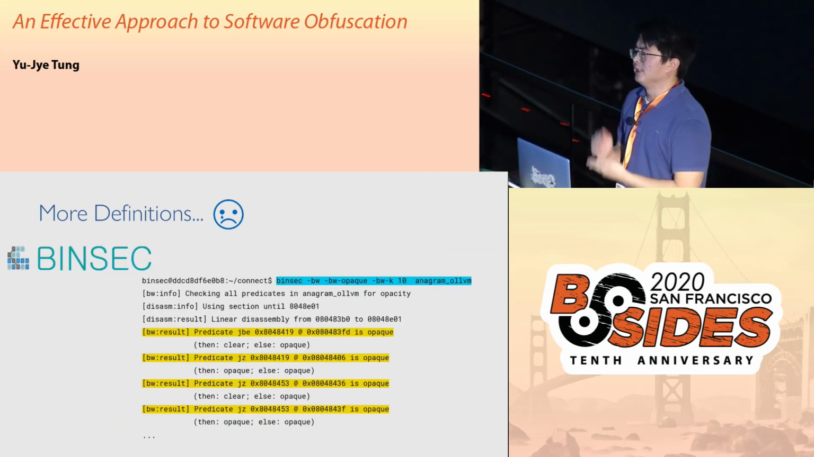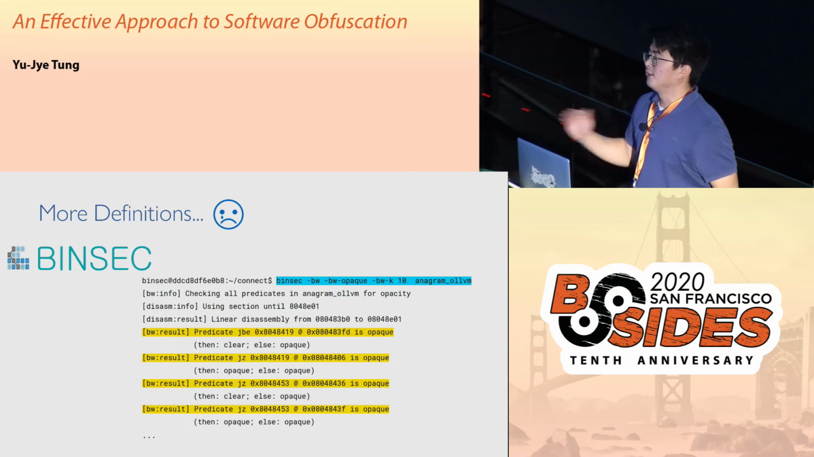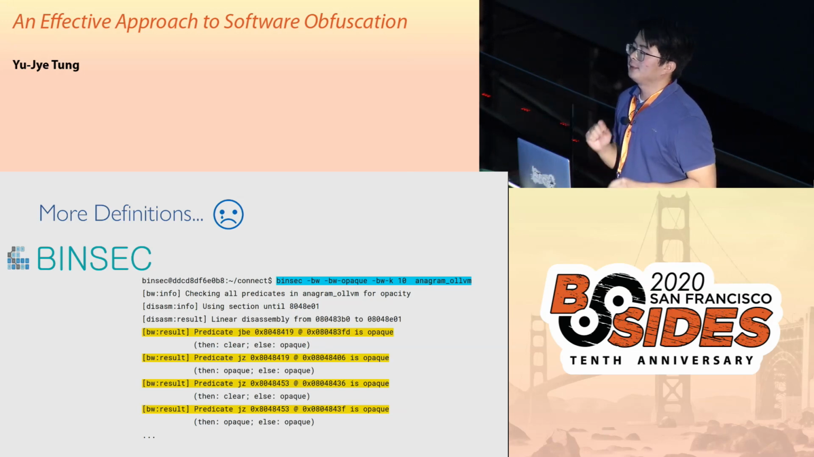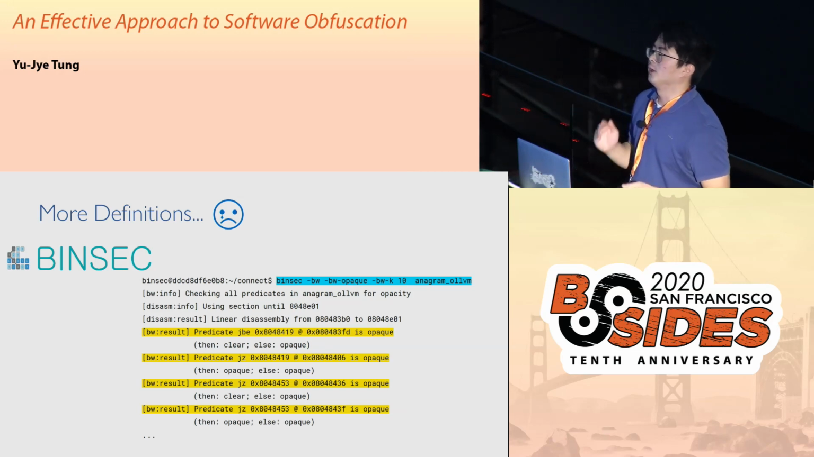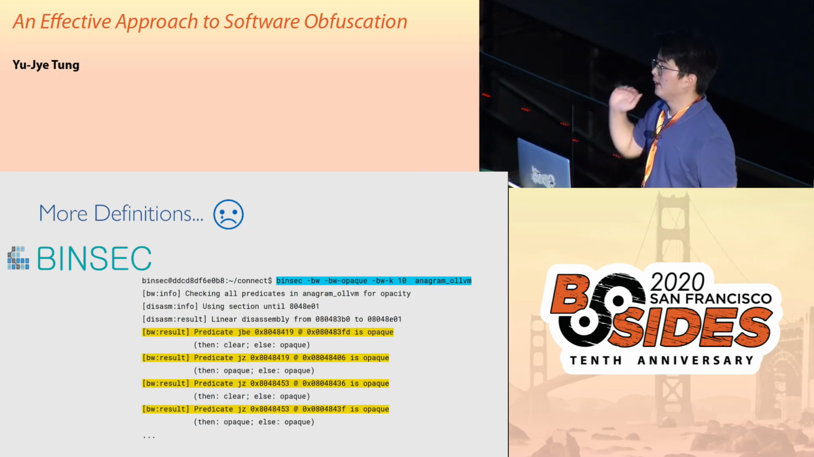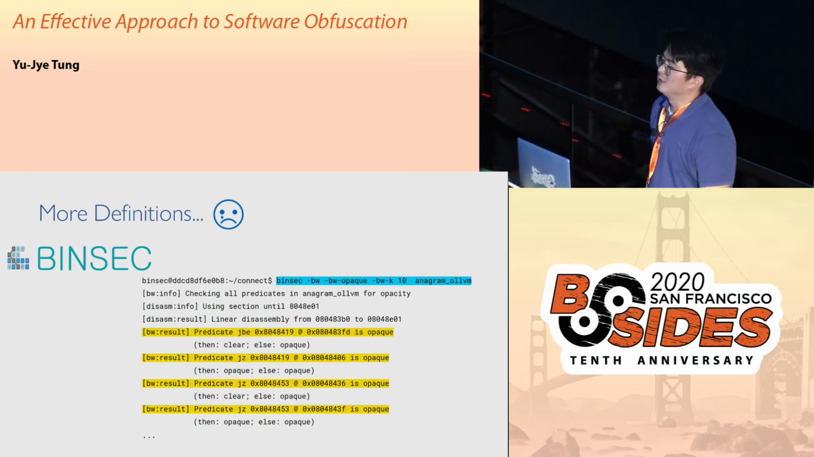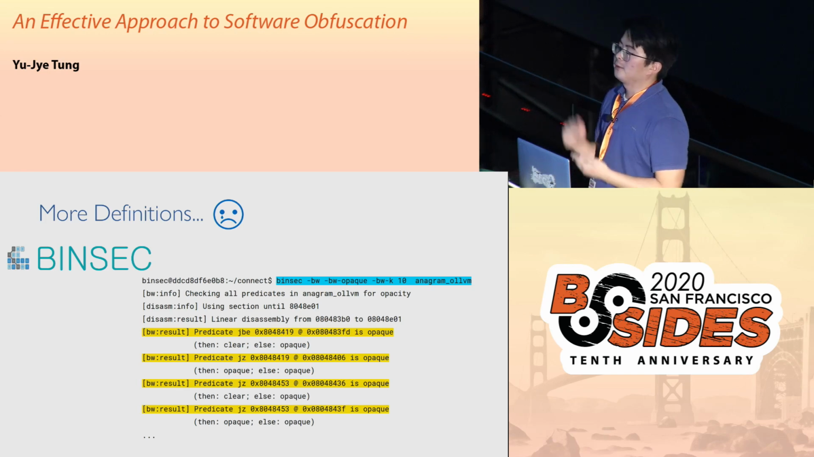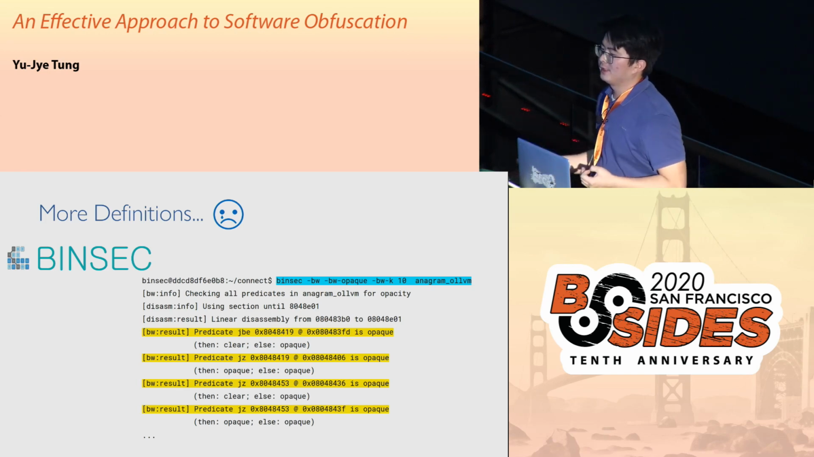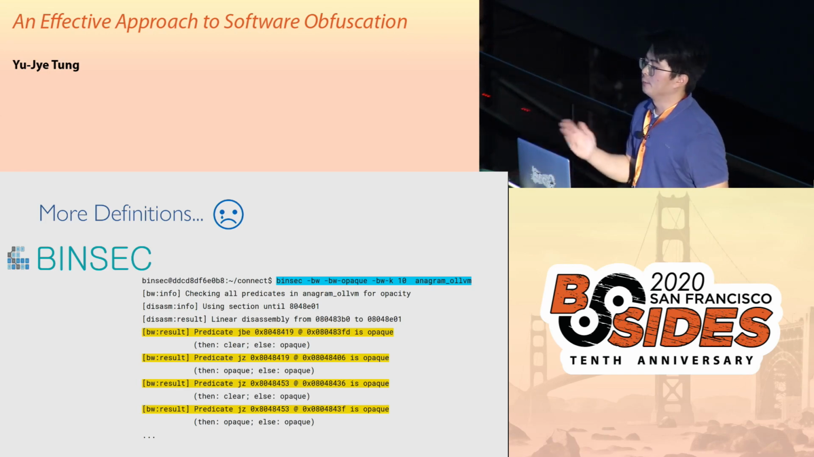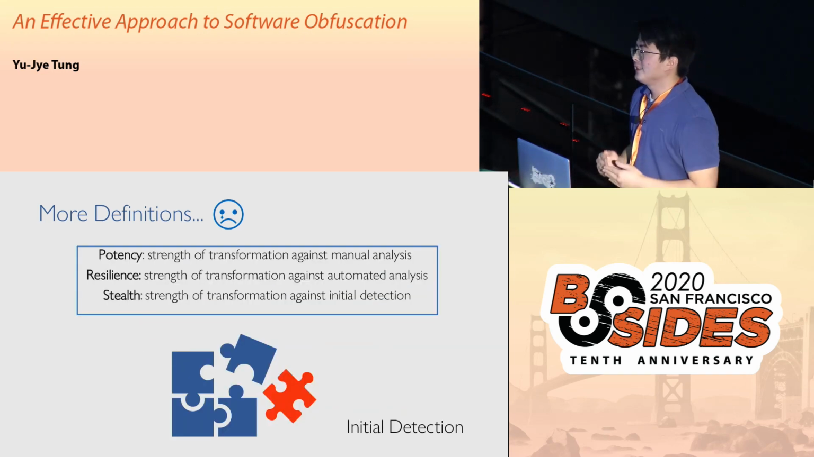BinSec is basically a terminal program. Underlined in blue is the command you type into a terminal to invoke BinSec on an executable binary called anagram_OLLVM. And underlined in yellow is the output from BinSec, where it accurately identifies the opaque predicates in that executable binary. And lastly, stealth.